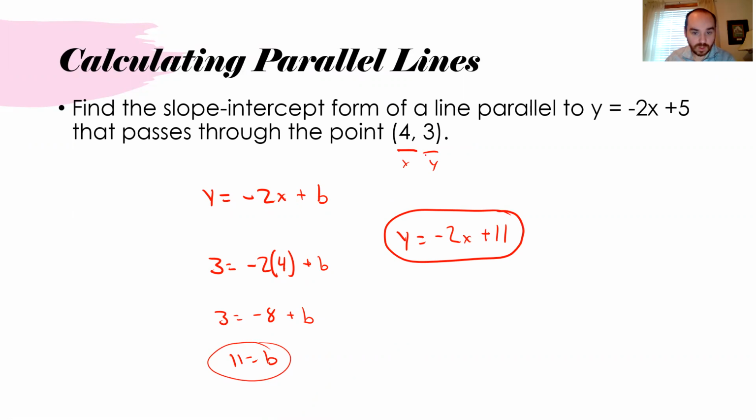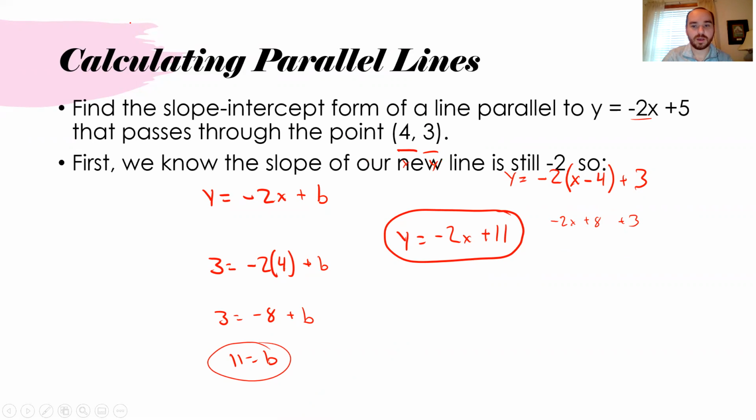Now, writing the point-slope form of this equation would be super easy, right? You already know the slope is the same as this one, -2. So then you do y equals -2 times (x minus x1, which is 4), plus y1, which is 3. And if you wanted to, you could solve all of this and you'd end up getting the same thing. If you distribute this out, you have -2x plus 8 plus 3, that's -2x plus 11, right? So they're still the same overall.